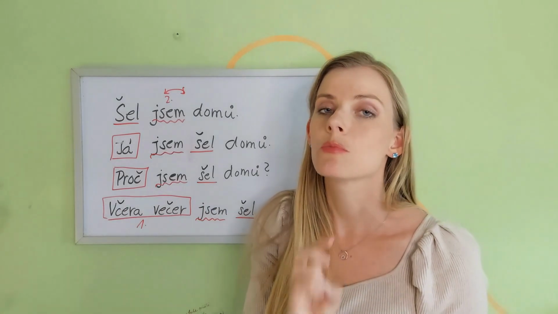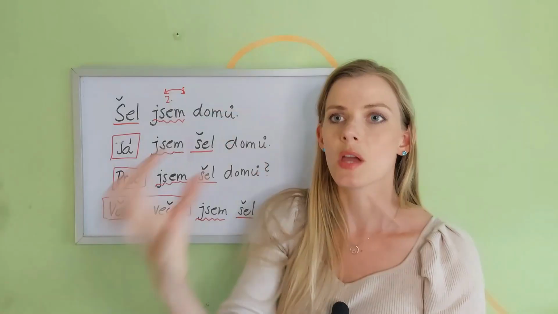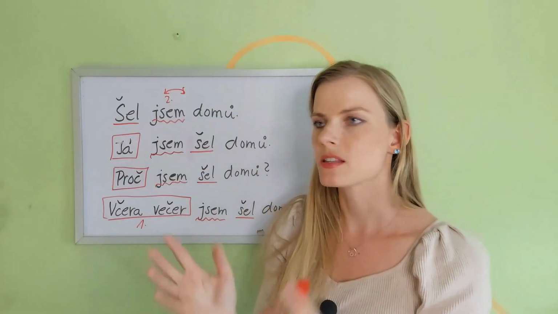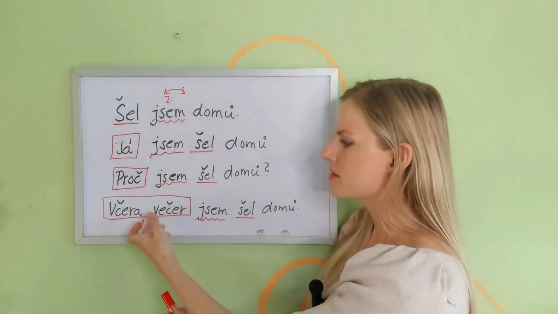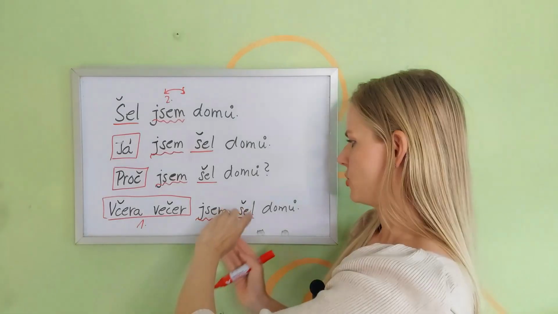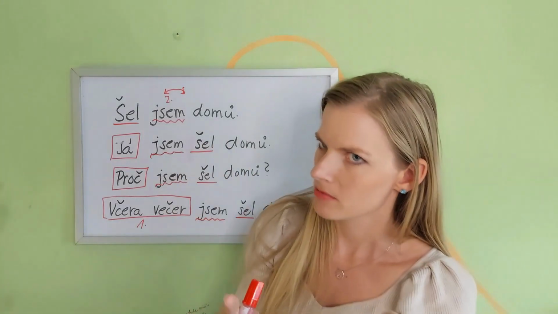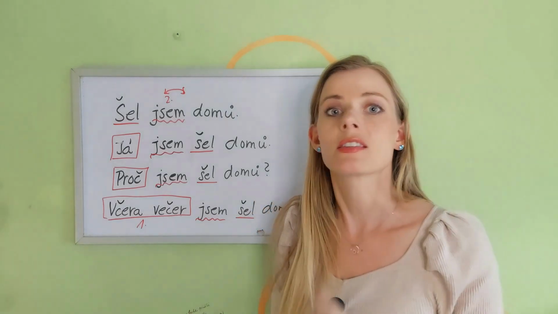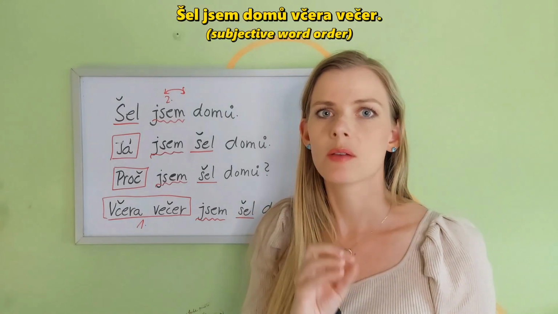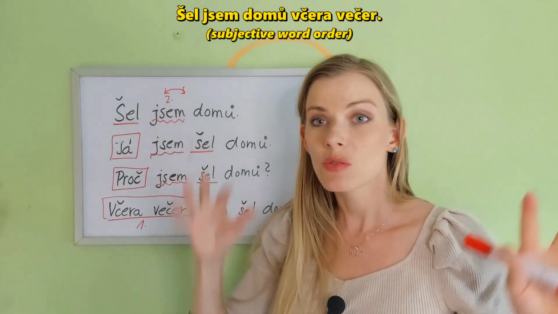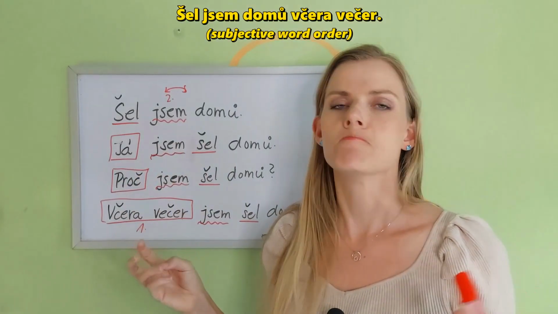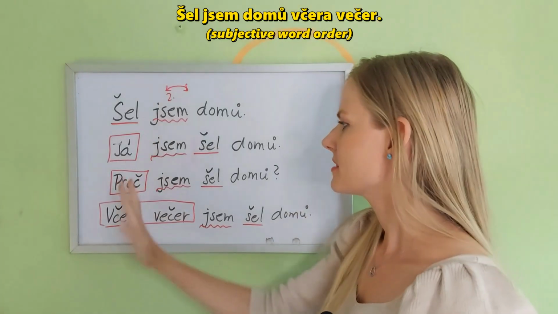In this video I am not going to talk about possible ways of how to build a sentence because, for example, this sentence could also be said Šel jsem domů včera večer, depending on what you want to emphasize. That is a subjective word order, which I am not going to include in this because it would be a little bit messy. So this is enough for now.